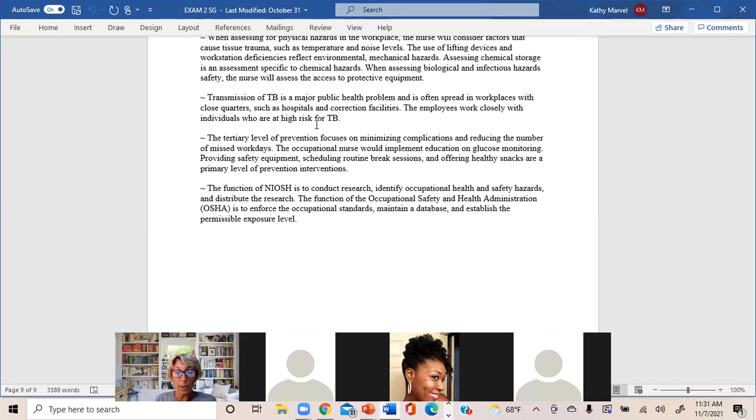And then OSHA, their role is to enforce the standards, maintain a database, and establish exposure levels. So NIOSH is kind of the big picture. They conduct the research, they identify the hazards, and then they distribute it.